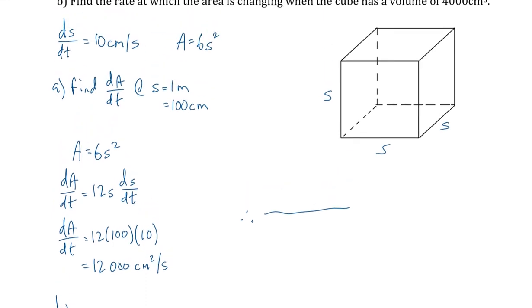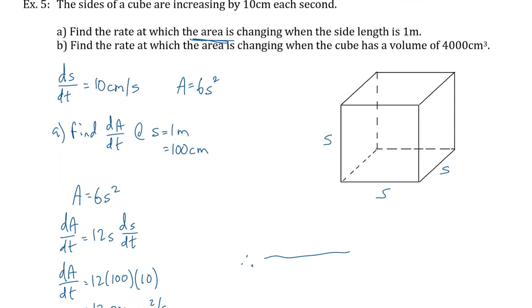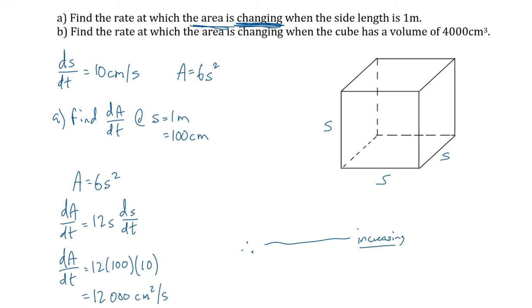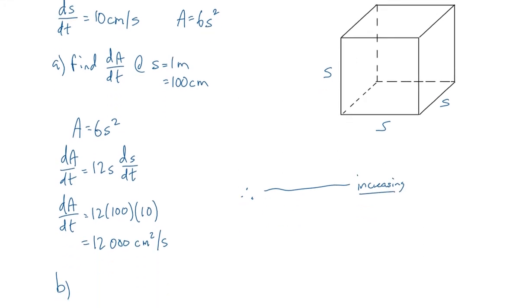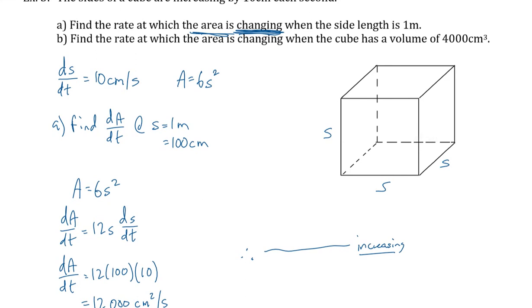Okay. And it does say changing. Because it says changing, you absolutely, in your therefore statement, have to say that it's increasing. This one's obvious. Every side length is increasing. Of course, the area is going to be increasing. Of course, the volume, if it was about volume, would be increasing. I don't care that it's obvious. I still want you to say it. Okay, you need to say it.